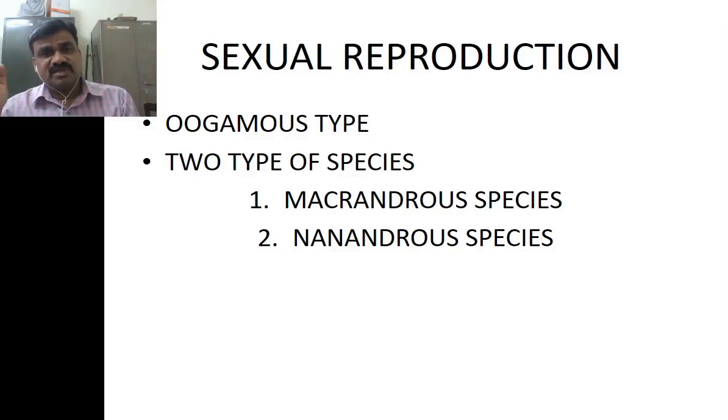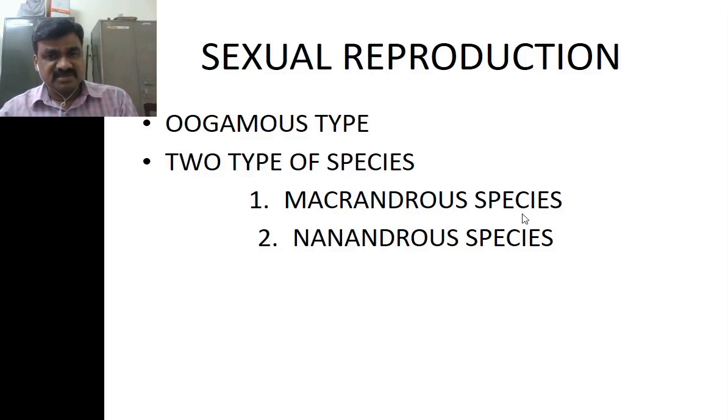Then coming to the sexual reproduction, in Oedogonium the sexual reproduction is of oogamous type. That means advanced type of sexual reproduction. Based on the development of antheridium, the species are classified into two types, that is Macrandrous species and Nanandrous species. It is mainly based on the development of antheridium. So we will discuss the sexual reproduction in each species one by one.